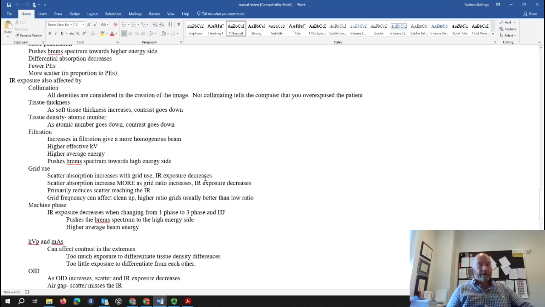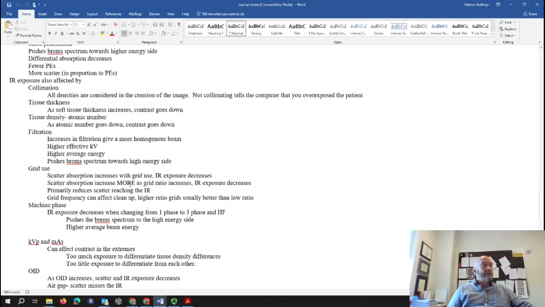So we've already talked about what you do with the grid. If you utilize a grid, you're going to have to increase something. Specifically, it's going to be mass. So scatter absorption increases more as grid ratio increases. As we change from a 6-to-1 to an 8-to-1, it absorbs more scatter radiation and lifts more of that density. 8-to-1 to a 10-to-1, 12-to-1, 16-to-1, same thing happens. So image receptor exposure decreases with every increase in grid ratio.